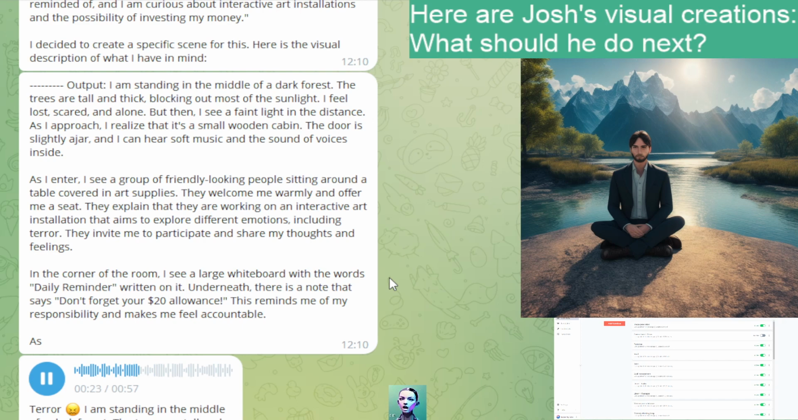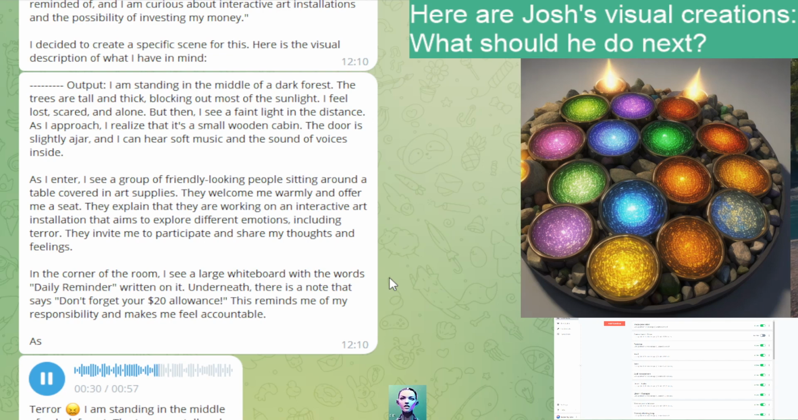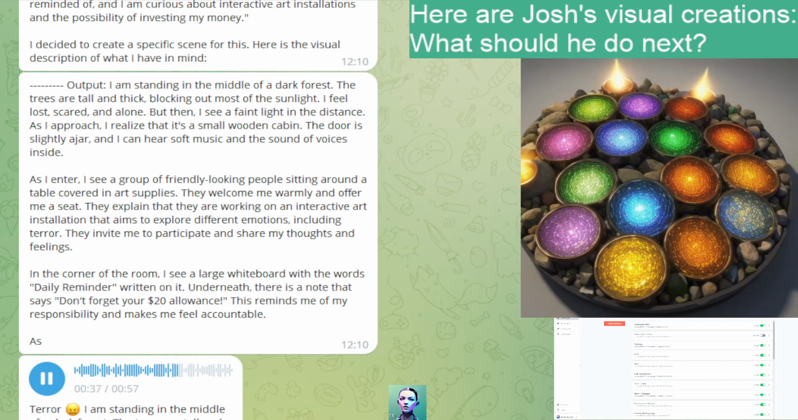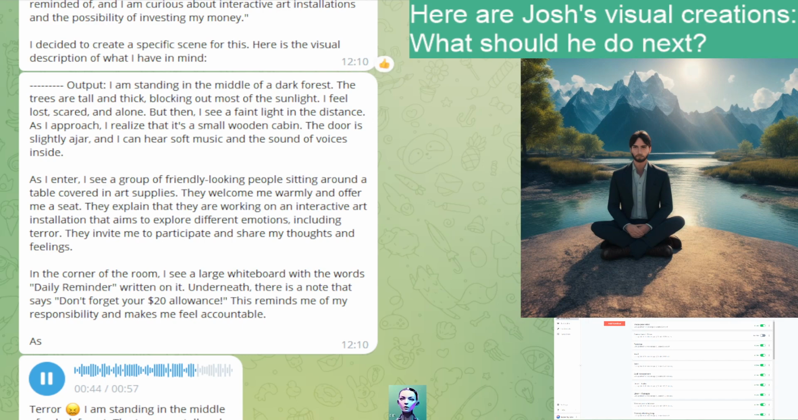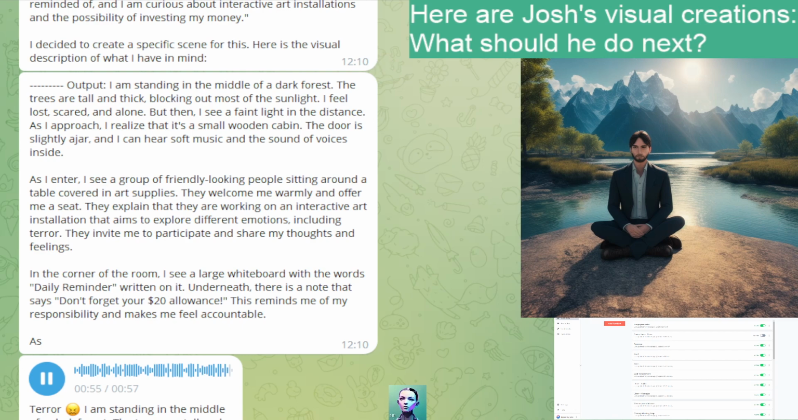As I enter, I see a group of friendly-looking people sitting around a table covered in art supplies. They welcome me warmly and offer me a seat. They explain that they are working on an interactive art installation that aims to explore different emotions, including terror. They invite me to participate and share my thoughts and feelings. In the corner of the room, I see a large whiteboard with the words "Daily Reminder" written on it. Underneath, there is a note that says, "Don't forget your $20 allowance." This reminds me of my responsibility and makes me feel accountable.